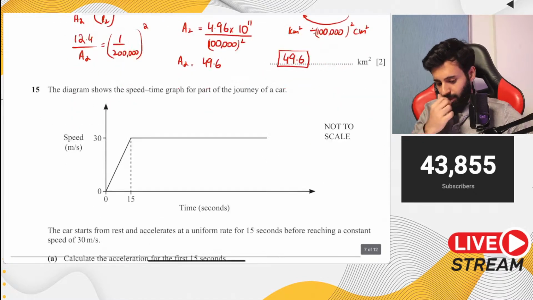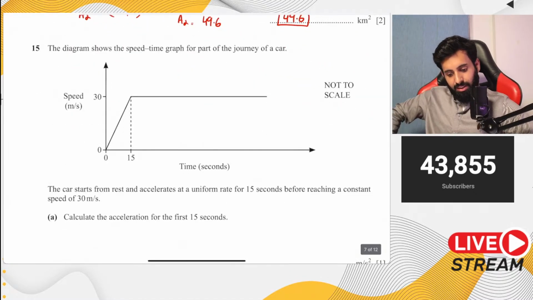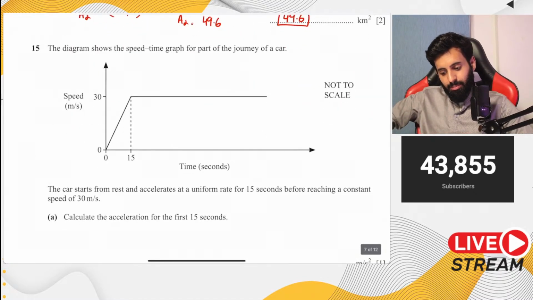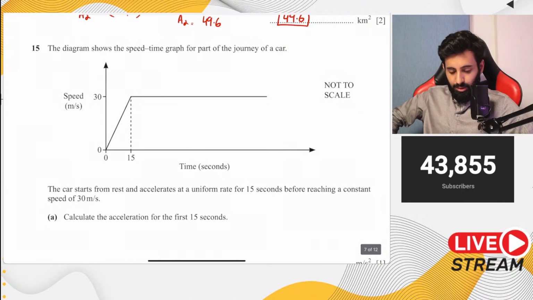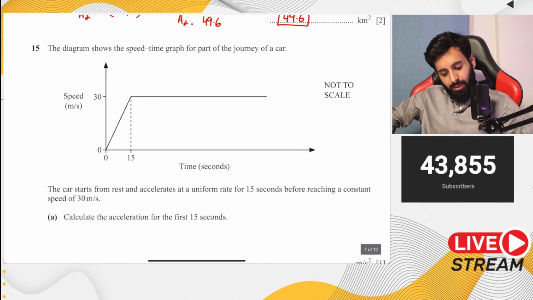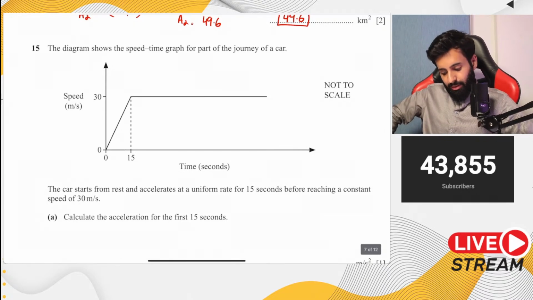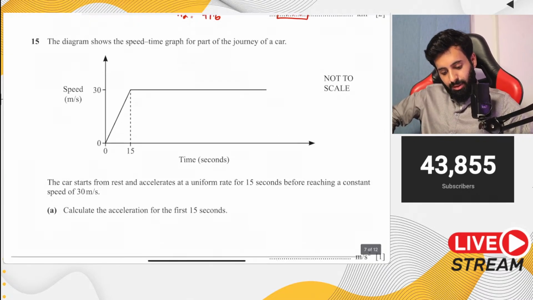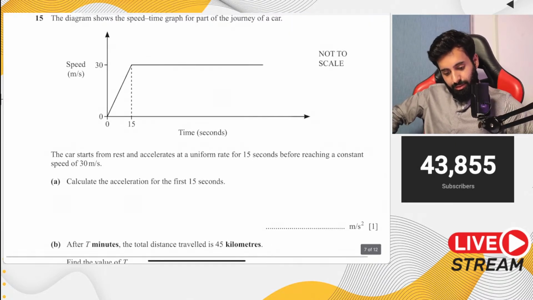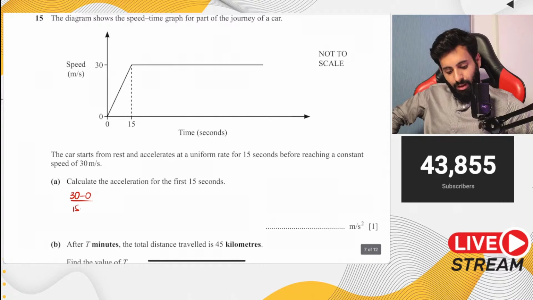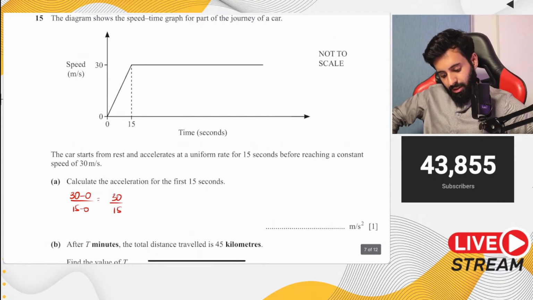Okay, question number 15. The diagram shows the speed time graph for part of the journey of a car. The car starts from rest and accelerates at a uniform rate for 15 seconds before reaching a constant speed. Calculate the acceleration for the first 15 seconds. So easy peasy. Find the change in speed, divide by the change in time. So you have 2 meters per second squared.